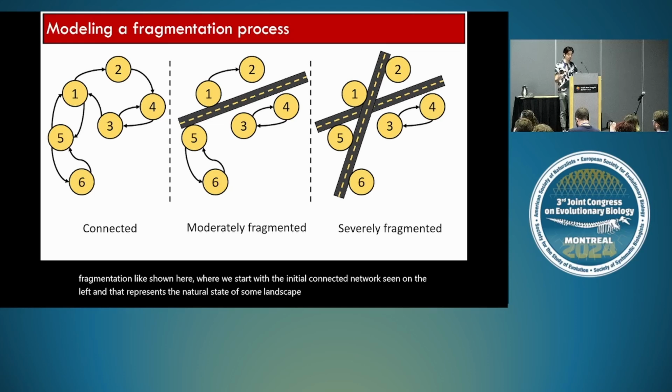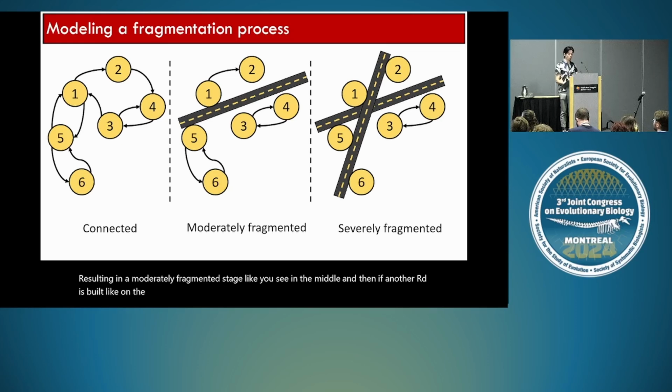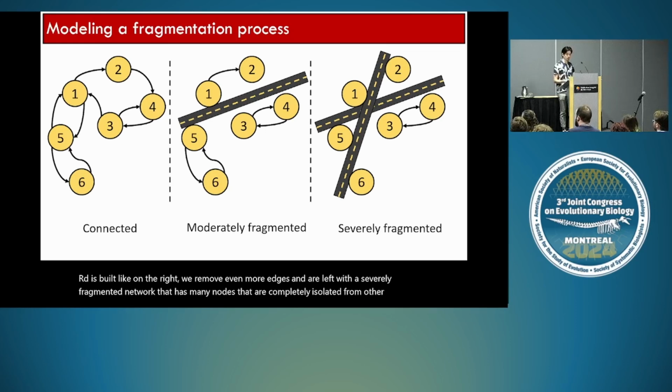Then, when a road is built through that landscape, migration between some of these populations becomes either more difficult or impossible, and so those edges are removed from the network, resulting in a moderately fragmented stage like you see in the middle. And then if another road is built, like on the right, we remove even more edges and are left with a severely fragmented network that has many nodes that are completely isolated from other nodes in the network.